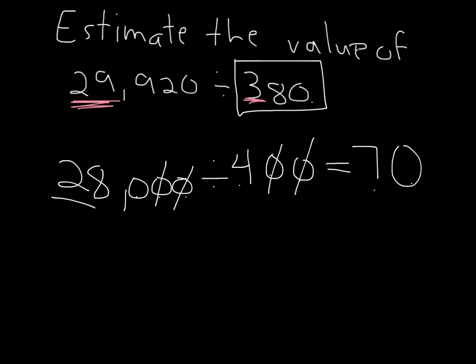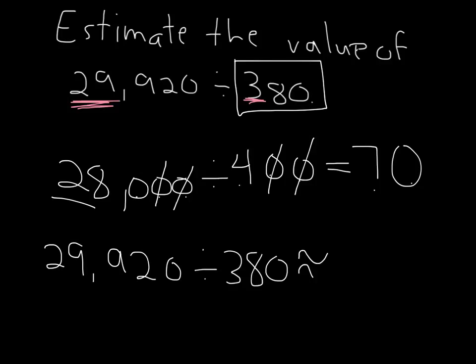And so if I wanted to answer correctly, I would say that 29,920 divided by 380 is about 70. Okay, I hope you kind of get the hang of that now that it's our second time through that skill. Let's do this. Let's try a word problem for you to do on your own and then see if you've estimated it the same as I do.